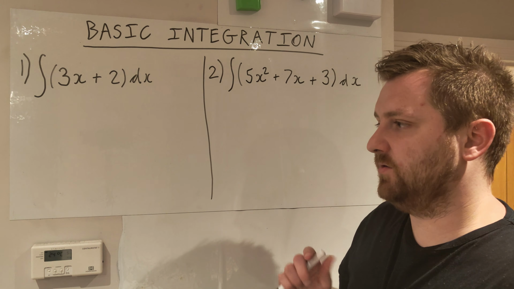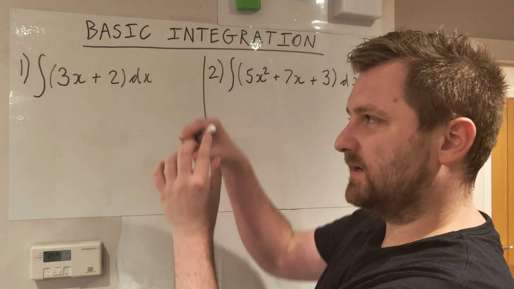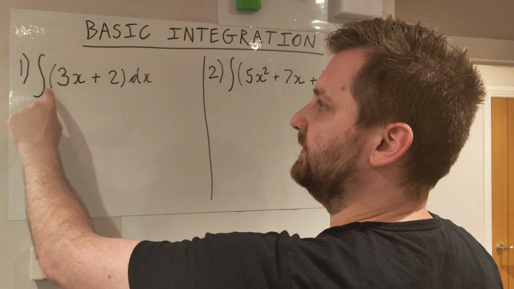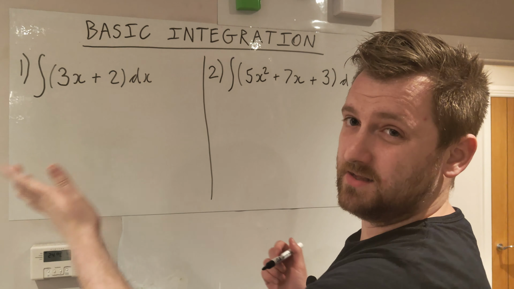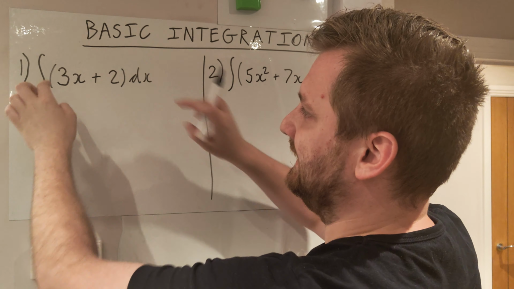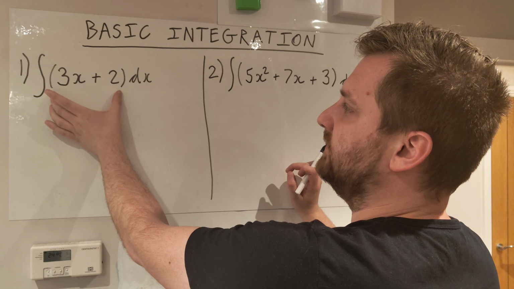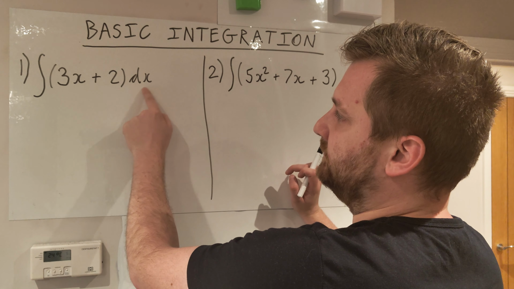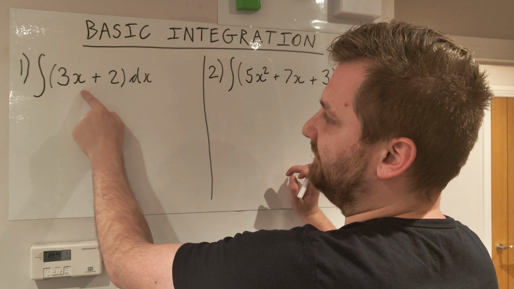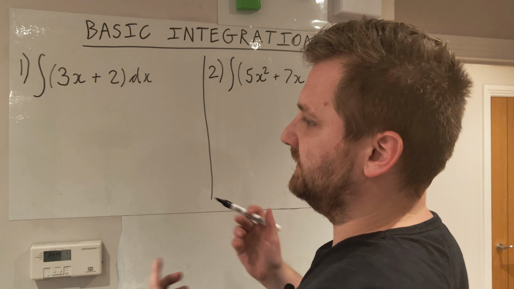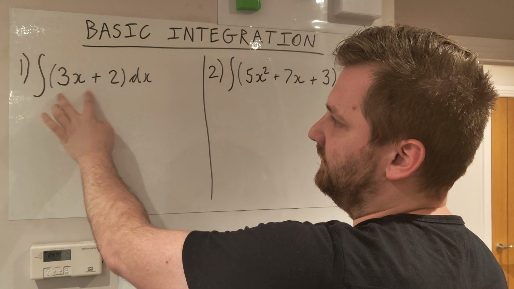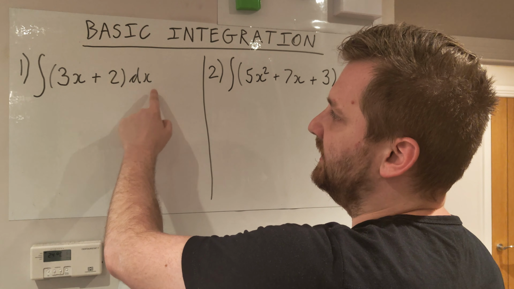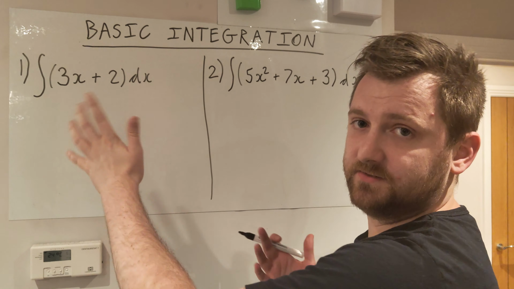So jumping into question one, this is the integration symbol. It's kind of like an elongated S. So you're integrating everything within this bracket. There might not always be a bracket, but I think it's a bit cleaner. So you're integrating all of this, and in this case, it's with respect to x. So we have x in this formula, and we're integrating 3x plus 2 with respect to x, okay?